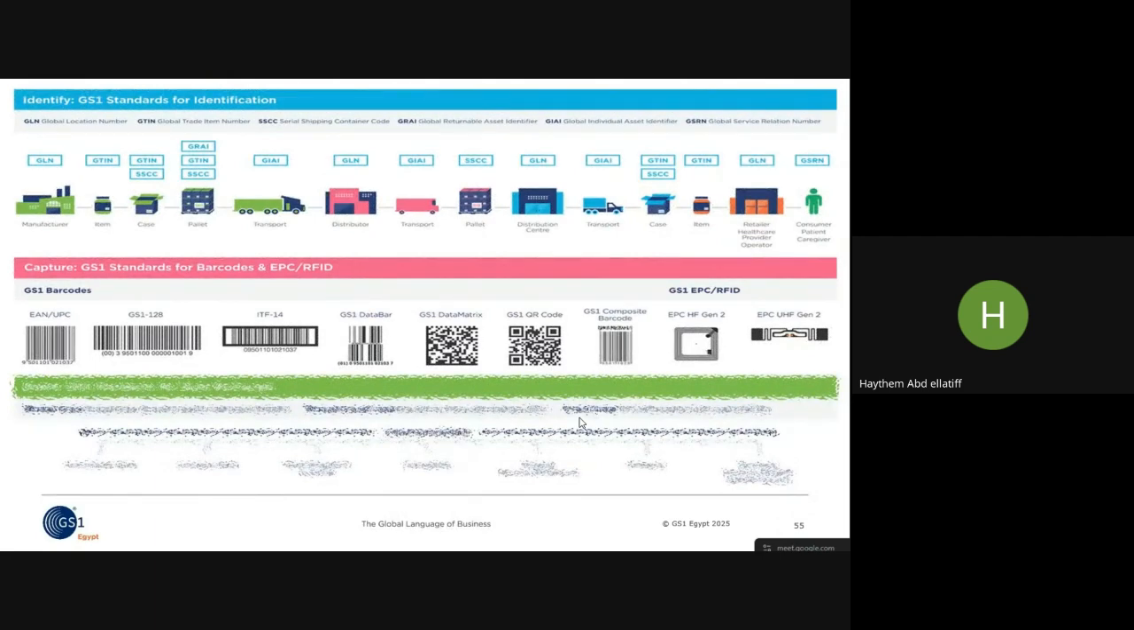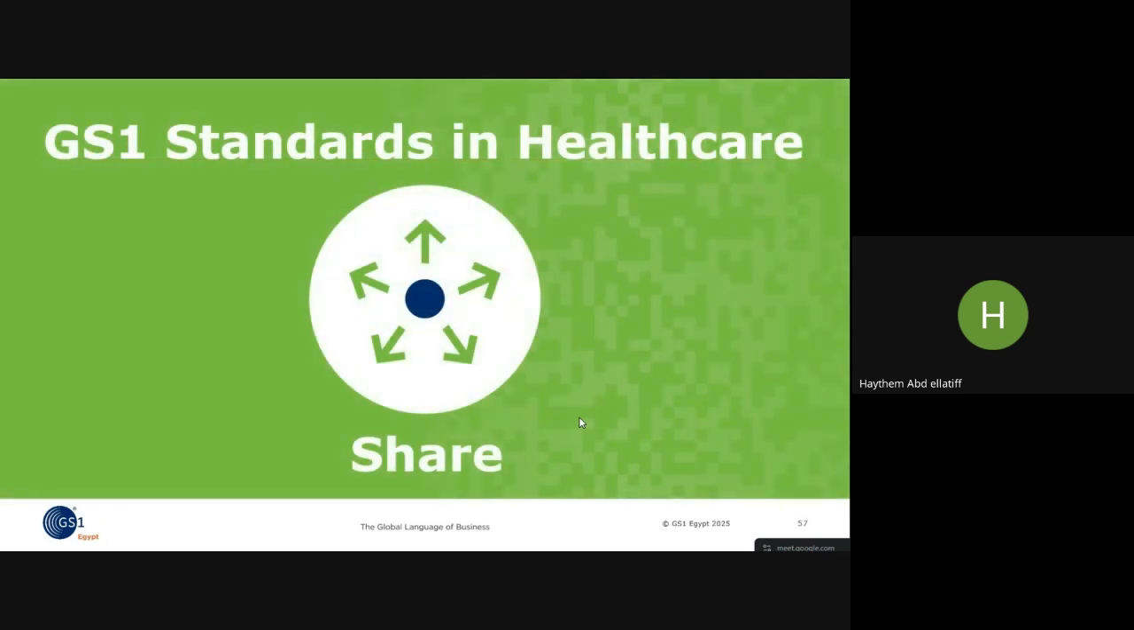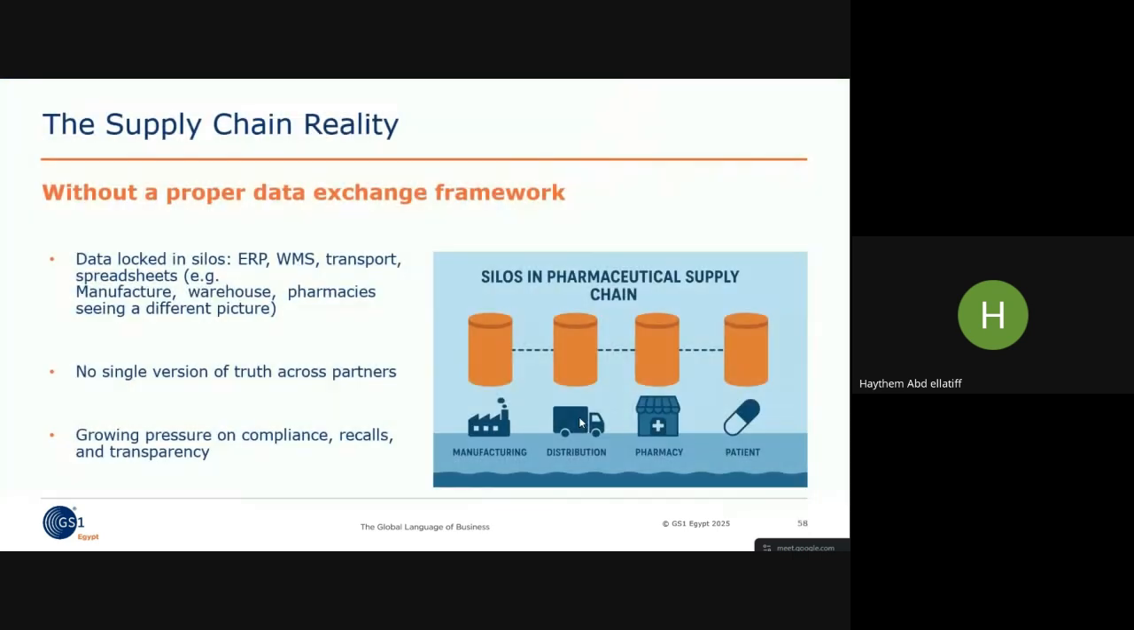So we have covered identify and capture, and we will move to sharing data. Without proper data exchange, information stays in silos, and partners don't have one single version of the truth.